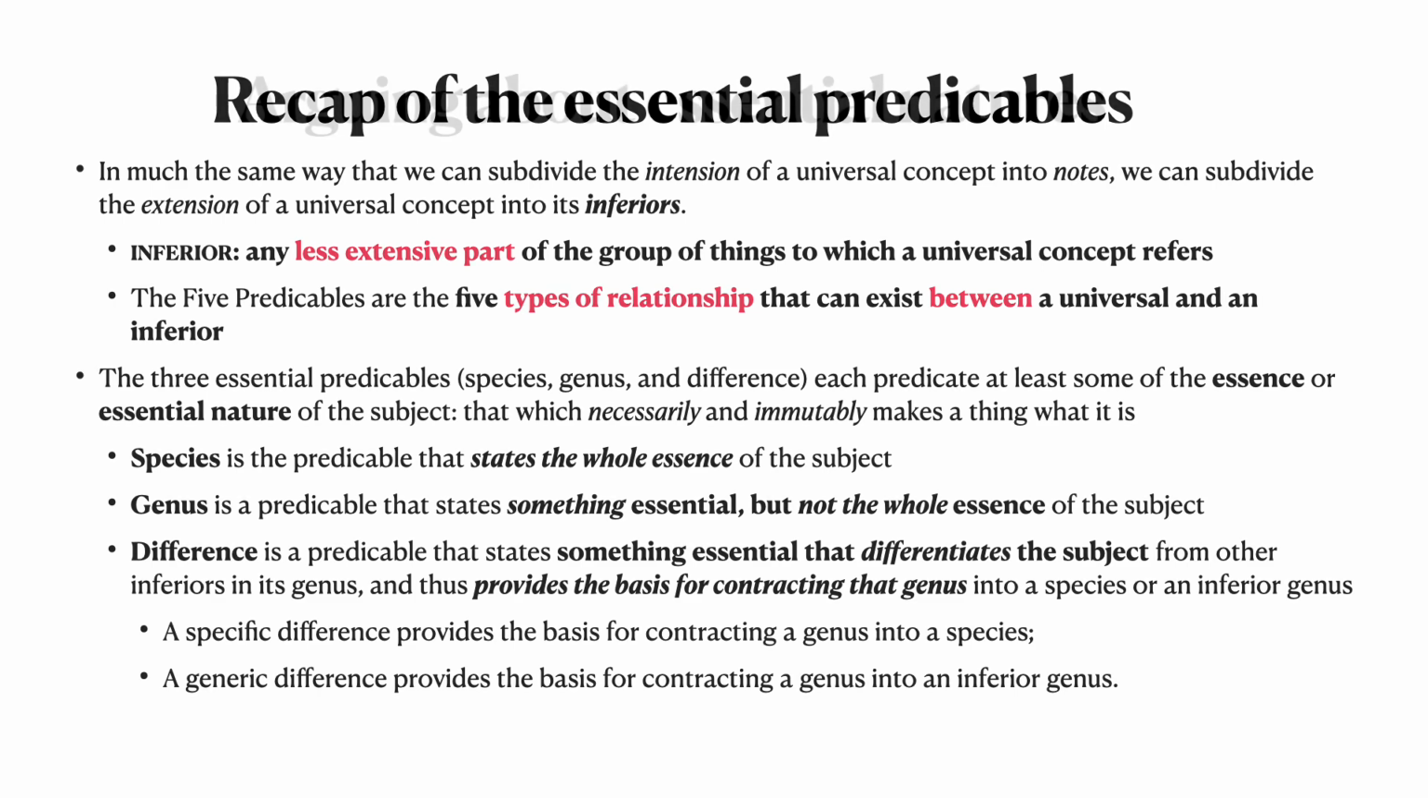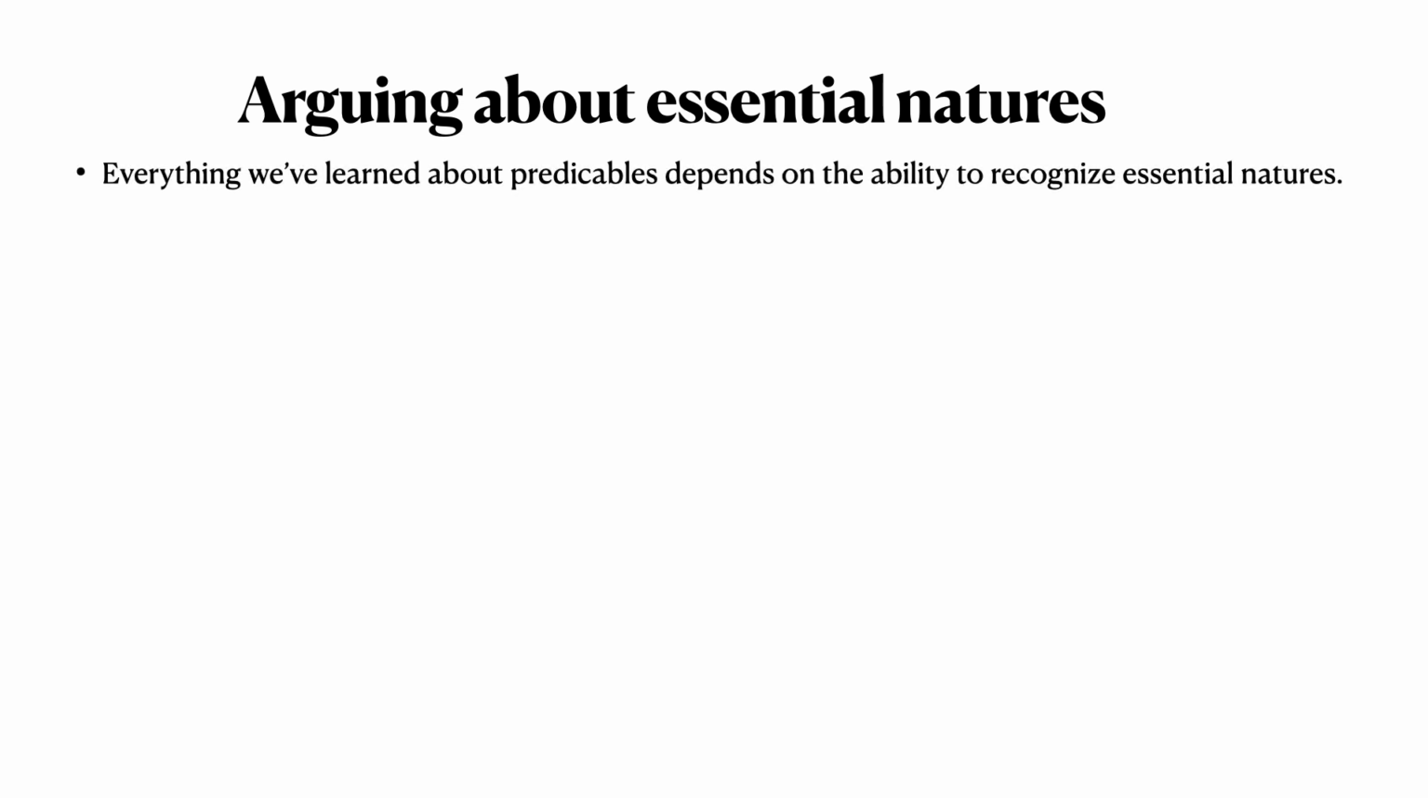All right, let's talk more about these essential natures. Everything we've learned about predicables depends on the ability to recognize essential natures. The first thing we want to know about a predicable when we're trying to categorize it is: is it essential or is it non-essential? The problem with that is that people often disagree about essential natures. They find it difficult to identify them. We've been using that man is a rational animal. That's one of the ones that people tend to agree about.